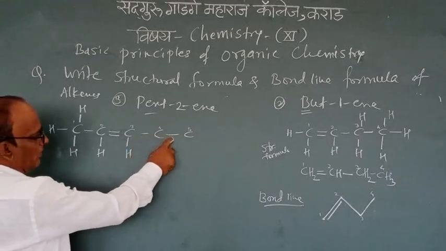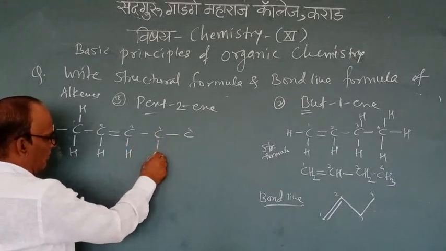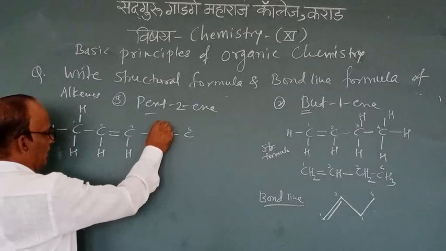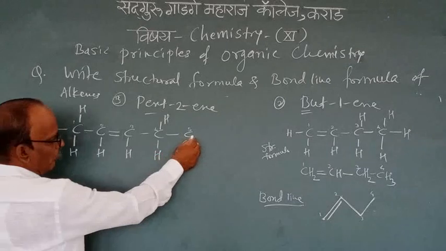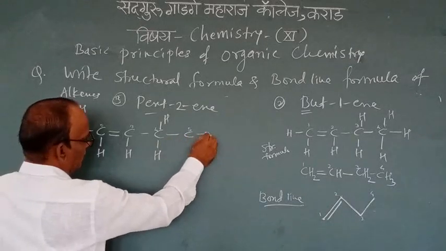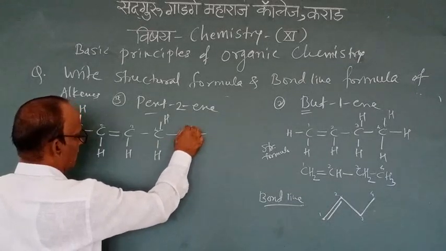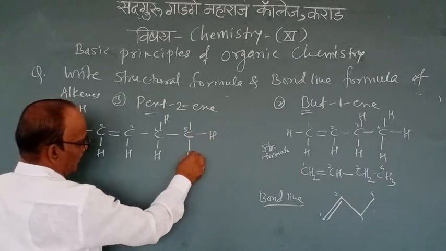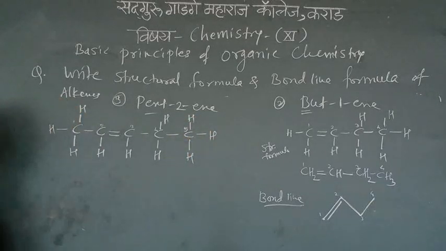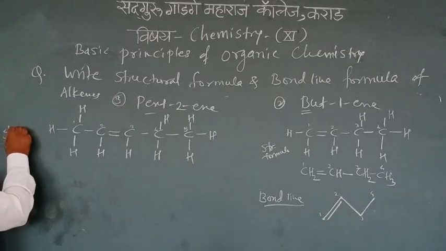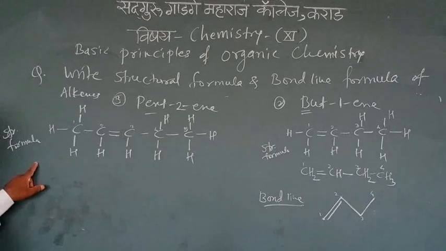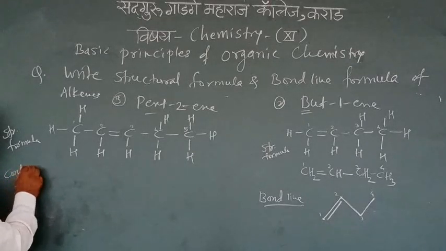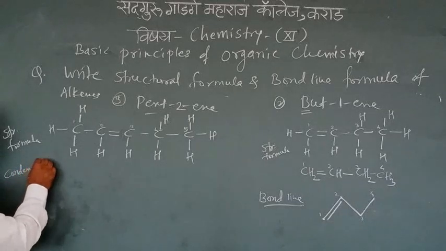Carbon number 4, there are 2 bonds. So the remaining 2 valencies are satisfied by 2 hydrogen atoms. Carbon number 5, single bond, so 3 hydrogen atoms are attached to carbon number 5. So this structure is the structural formula for pent-2-ene. From this structure you write the condensed formula.